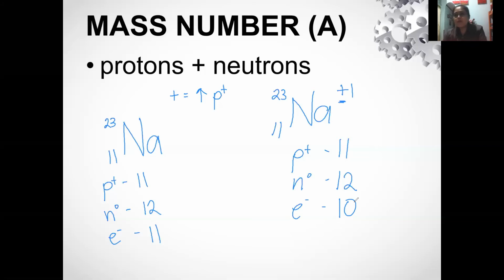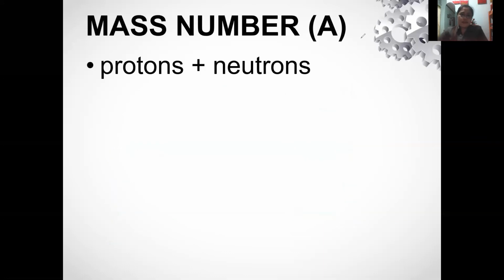Pero again, hindi mo pwedeng pakialaman ang number ng protons. Ang pwede mo lang pakialaman ay yung number ng electrons. Kaya ang ginawa natin, nag-minus na lang tayo ng isa. So we have 10. So mas marami na ngayon si protons ng isa. Kaya positive 1. So let's have another example.